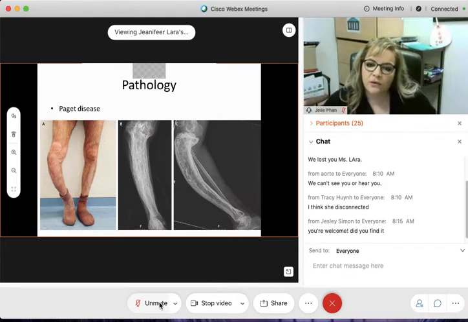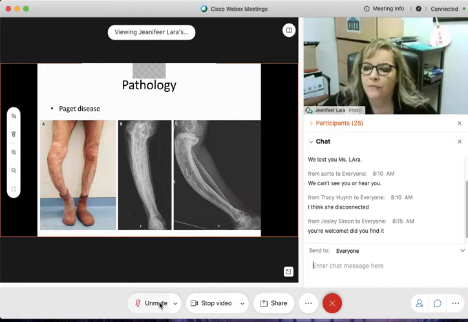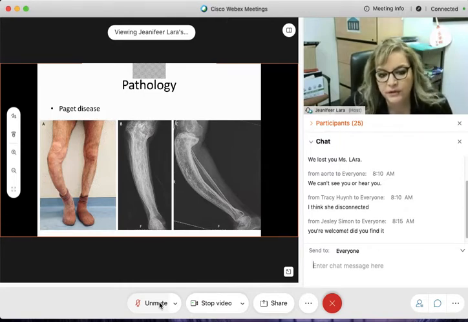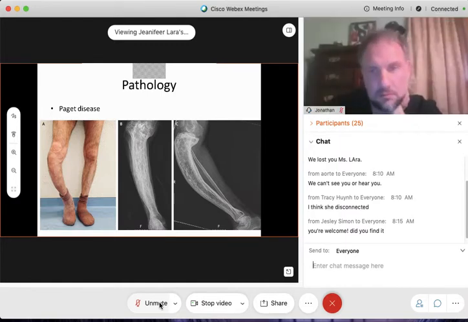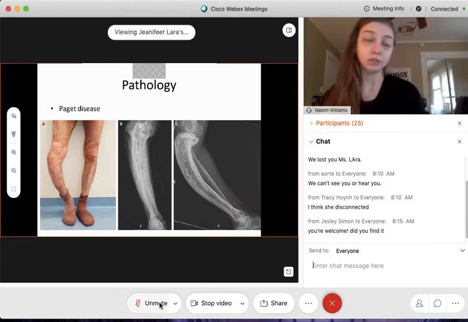So when I say osteoclast and osteoblast, what does that mean? Osteoclast and osteoblast. Anyone? Bone cells? Bone cells. So there are two types of bone cells. One that's going to destroy, break down, and one that is going to rebuild. So which one destroys and which one rebuilds? Clast destroys and blast rebuilds.